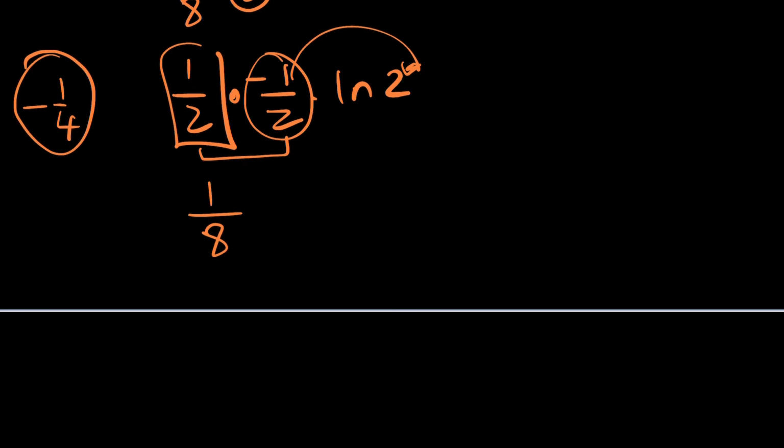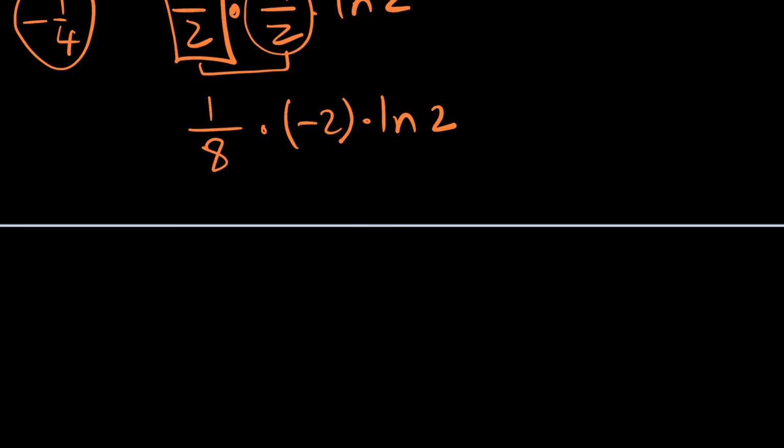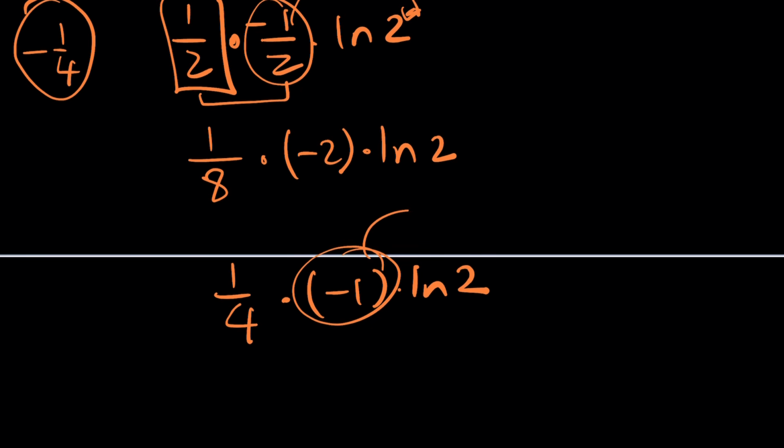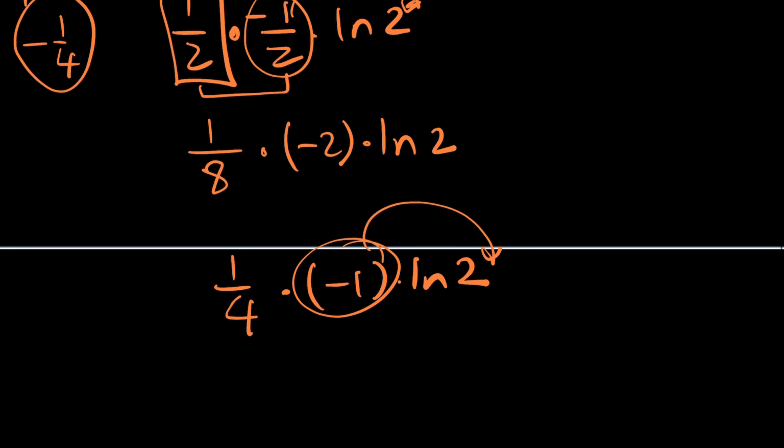So maybe I can try something like 1/8, right? And then I should be using a -2 here, right? Okay, that might work. And in that case, we'll be getting something like 2 to the power -2, which is 1/4. It didn't give me what I want. Maybe try something like 1/4 times -1 times ln 2. And then if I go ahead and move this here, 2 to the power -1 is 1/2. It didn't work. Maybe I should go a little deeper.